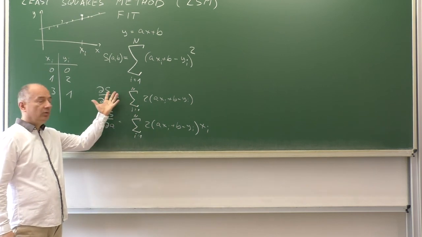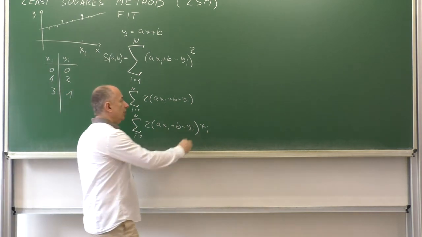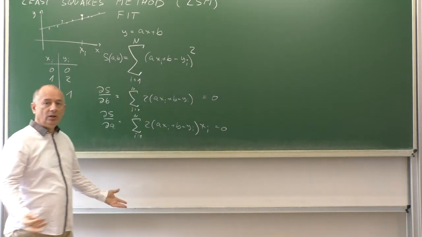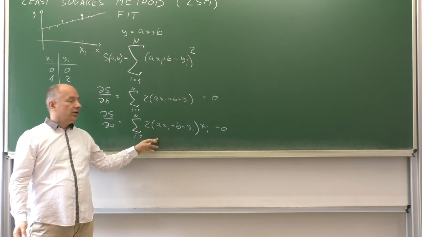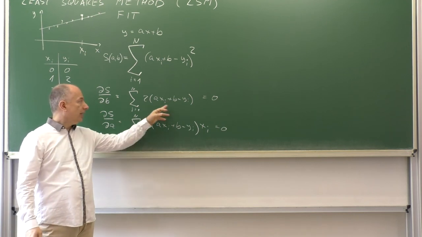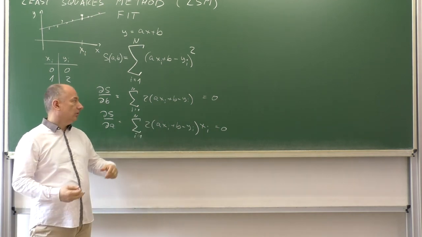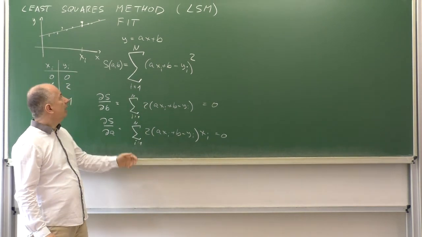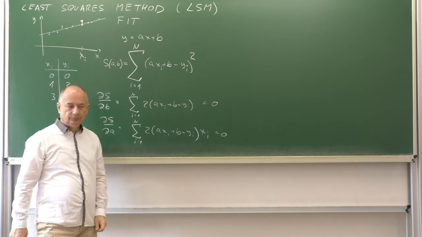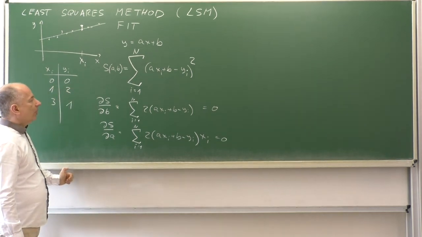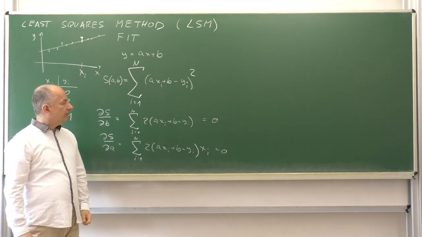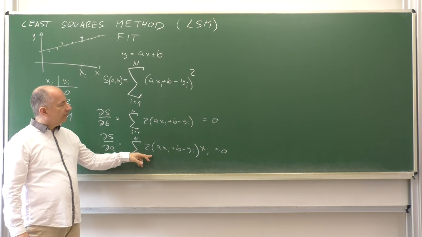Well, and to find the minimum, we want these two derivatives to be equal to 0. This is a system of two equations for two unknowns a and b. If we solve this, we have the stationary point, and it turns out this is the minimum, and we have the line. That's all. Well, let me simplify these two equations a little so that we get a form which is very easy to remember.